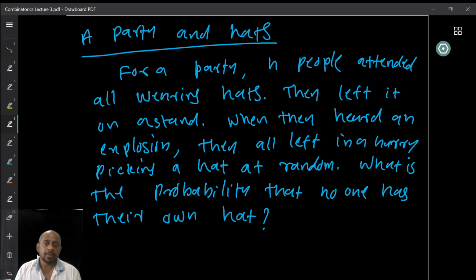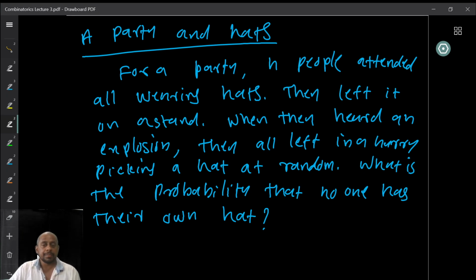Now, when the party is going on, something happened in a nearby place, and there was some explosion sound. So everybody got scared. So they decided that okay, it's time to go home. So they all decided to run out. While hurrying out, they picked up one hat and put it on their head and went. They did not even stop to look which hat it is. So they picked up hats at random.